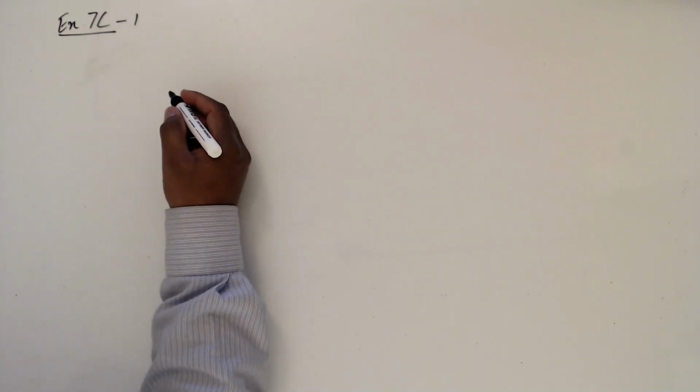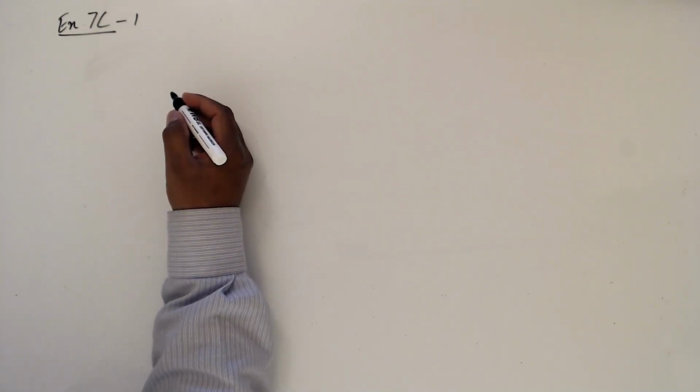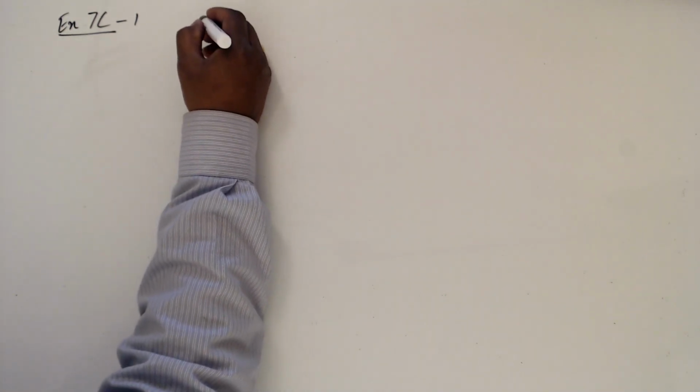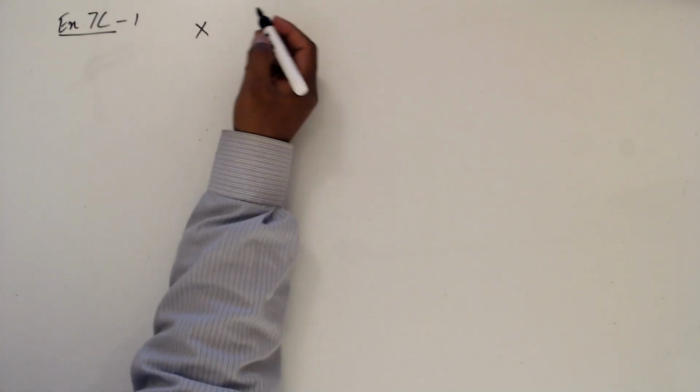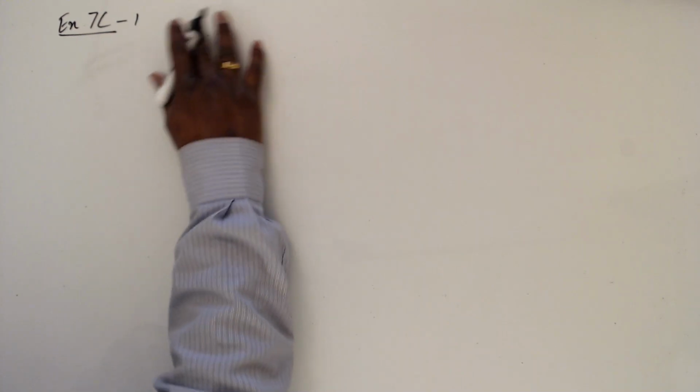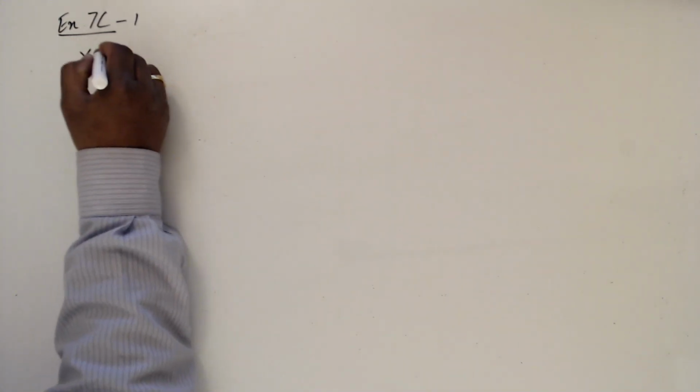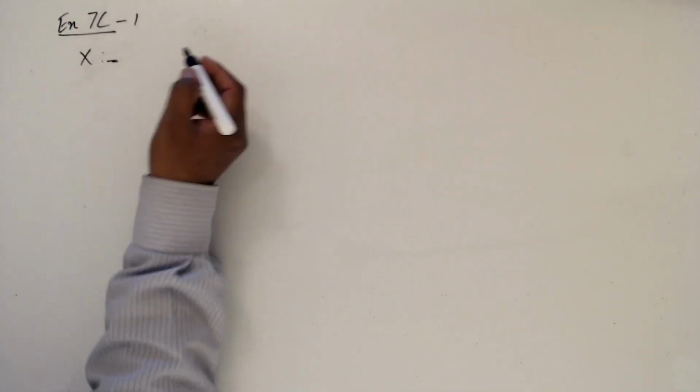Exercise 7C question number 1. A single observation is taken from the binomial distribution. There is no information about the statistic X, so we'll leave it as it is. It can be anything.